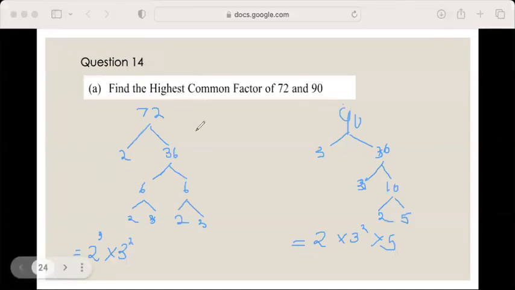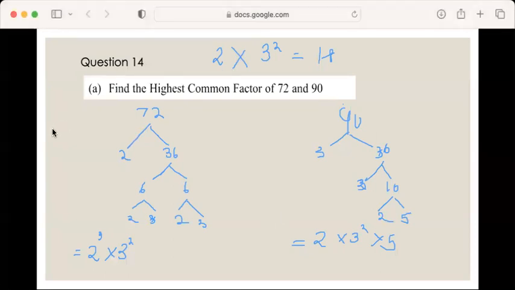So highest common factor means we need to take the lowest. So lowest of the common factors are 2. And for 3, we have 3 squared. And 5, it's not common. So 2 times 3 squared, which is 9, is 18. 2 times 9 is 18. So I hope you got the correct answer for this one. The highest common factor here is 18.